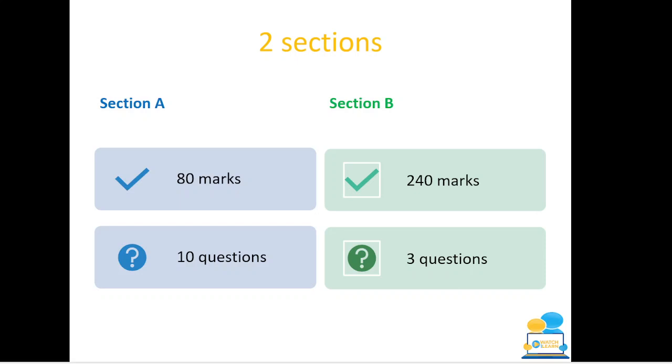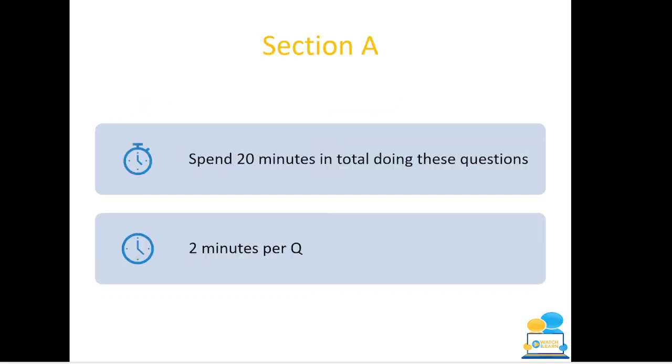So there's 2 sections to the paper. Section A is worth 80 marks and there are 10 questions, so each question is worth 8 marks. Section B is worth 240 marks and there are 3 long questions with loads of different parts to them. So section A, I recommend spending approximately 20 minutes in total doing these questions. That's approximately 2 minutes per question.